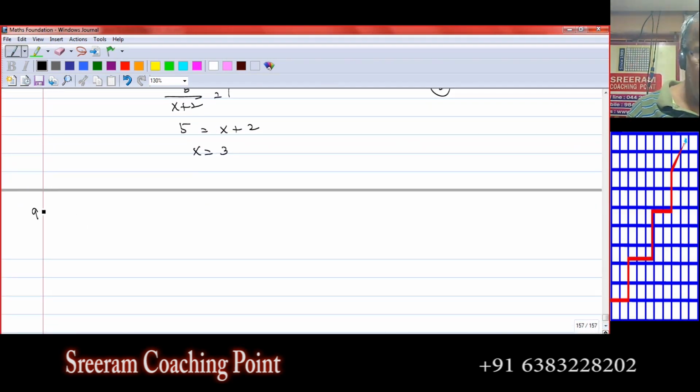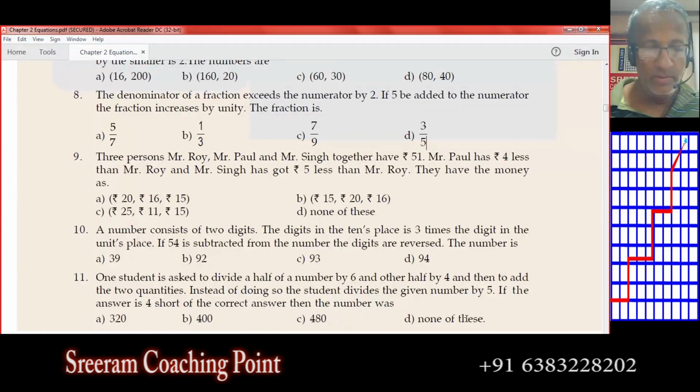Item number 9. 3 persons, Roy, Paul and Singh together have rupees 51. Paul has 4 less than Roy and Singh has got 5 less than Roy. They have the money as 20, 16, 15; 15, 20, 16; 25, 11, 15. None of this. Fairly a very simple problem only.